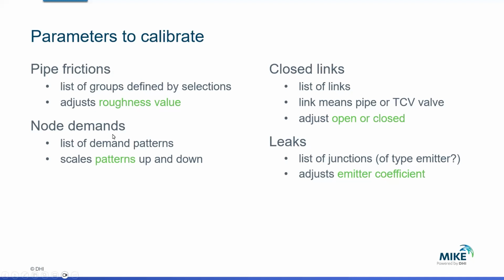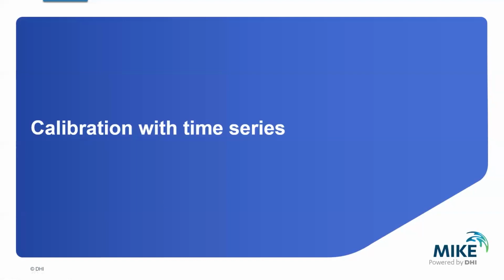Today, we'll use pipe frictions only. Of course, you can combine those. Possibly it's a bit more challenging for the engine to find a solution, but in principle, you can combine those targets or those methods.